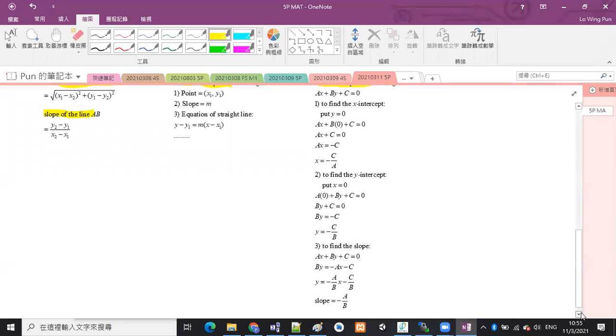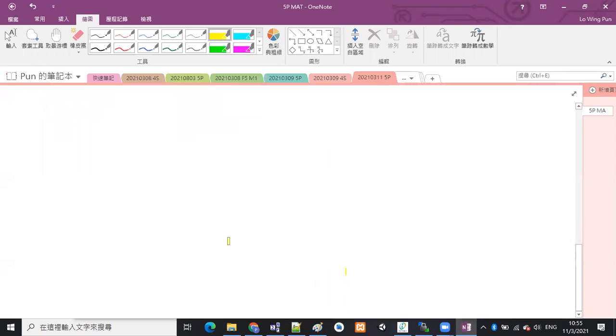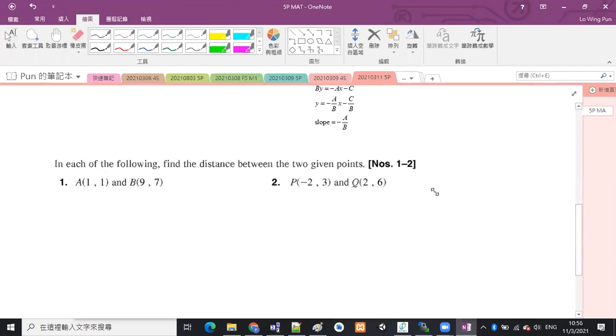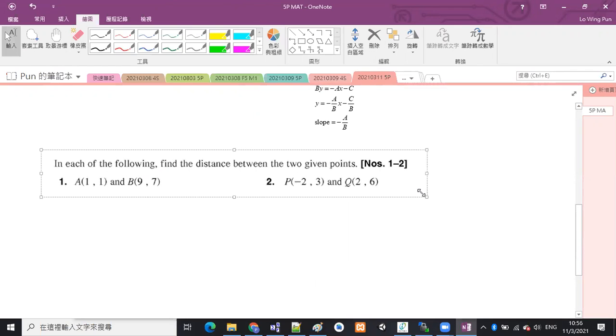Number 1 and number 2. They are actually not difficult here. In each of the following, find the distance between the two given points. Okay, I want to find the distance between A and B, the point A and point B. Okay, so I am going to use the distance formula.